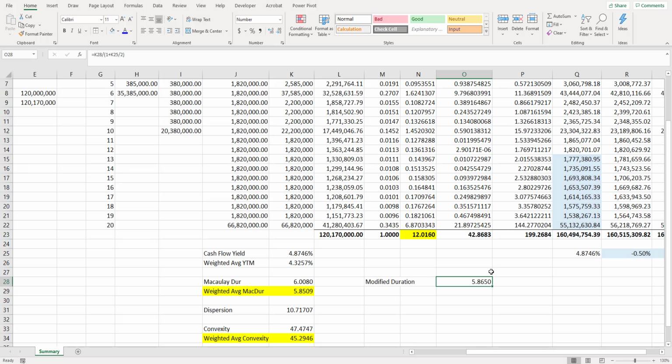Of course, we can build in convexity as well if you want to measure the change in the bond value given a large yield change. So that's the end of the video.